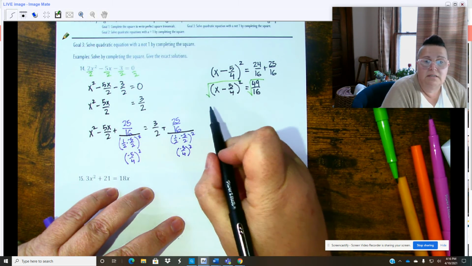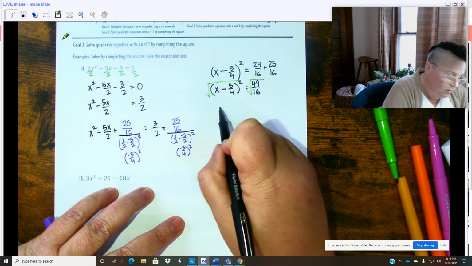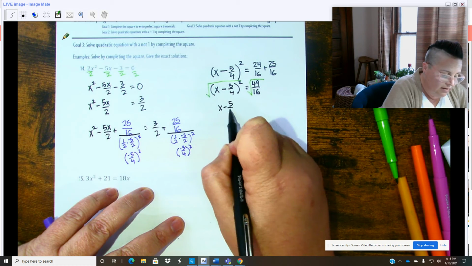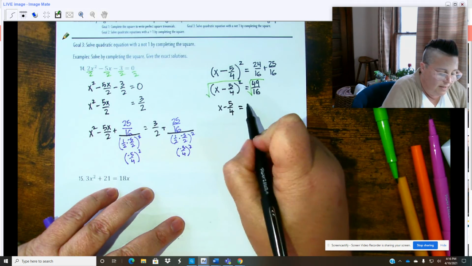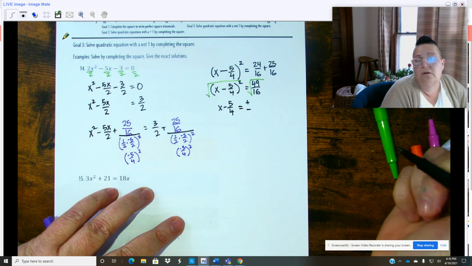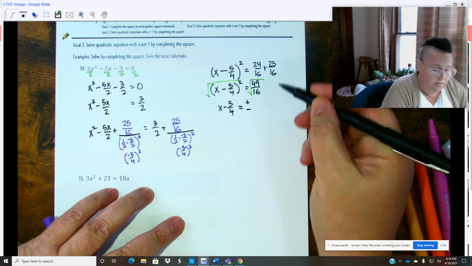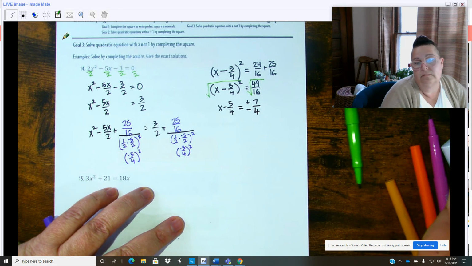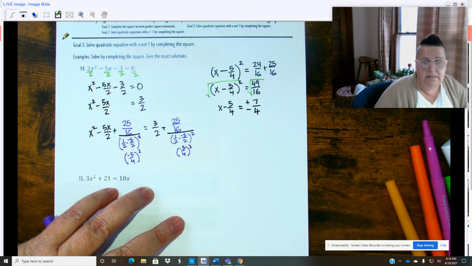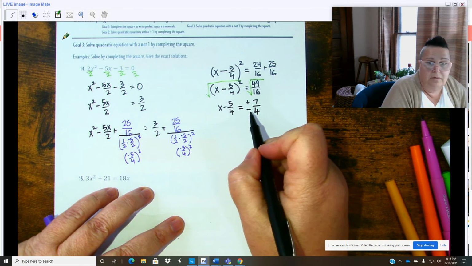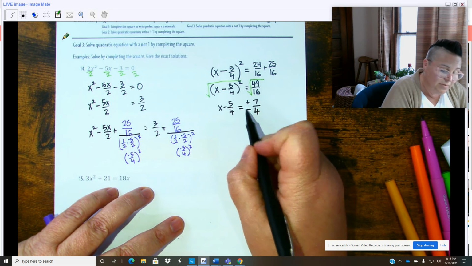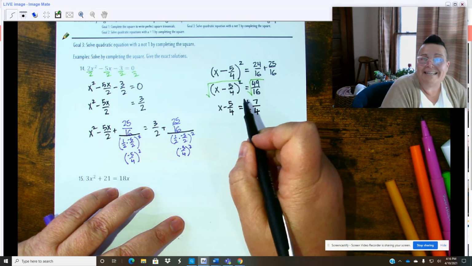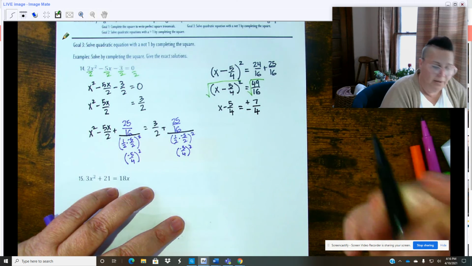Okay, this square root and the square will leave me with x minus 5/4 equal to positive or negative. Square root of 49 is 7. Square root of 16 is 4. So this is going to leave me with x minus 5/4 is positive or negative 7 over 4. Now, keep in mind, this means a plus 7/4 and a minus 7/4, two options.